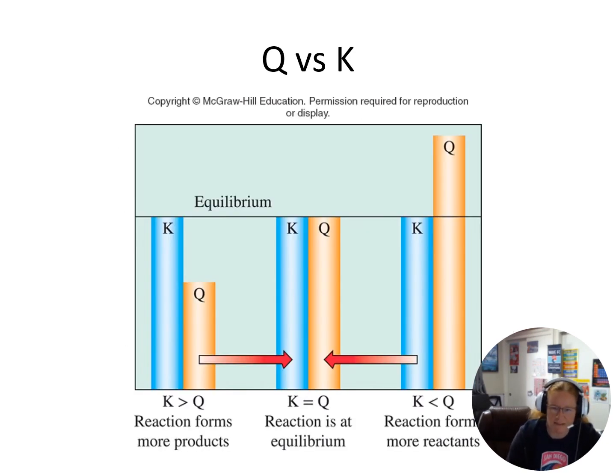And so we can look at it this way. If K is greater than Q, I'm going to form products. If K is less than Q, I'm going to form reactants. And when they're equal, we are at equilibrium.